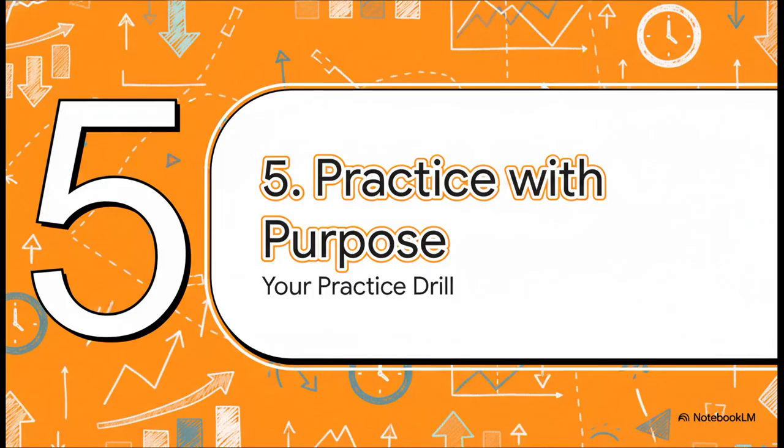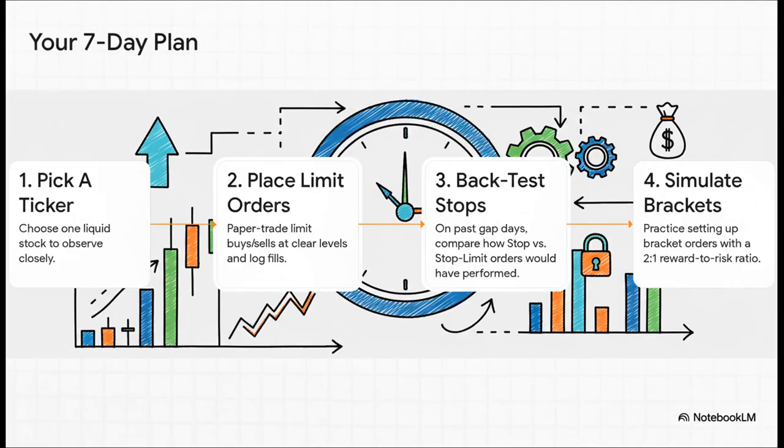So, how do we get good at this? How do we get comfortable with these trade-offs? It's simple. We practice. We need to turn this knowledge into an actual skill, and we can do it with a safe, simple drill. Here's a little 7-day plan for you. First, just pick one popular liquid stock and just watch it. Get a feel for it. Then fire up your paper trading account and start placing some practice limit orders. See how they work. Next, scroll back in the chart and find a day with a huge gap up or down. Ask yourself, in that chaos, how would a stop order have worked versus a stop limit? Finally, start practicing setting up bracket orders. This is all about building that muscle memory without putting a single real dollar on the line.